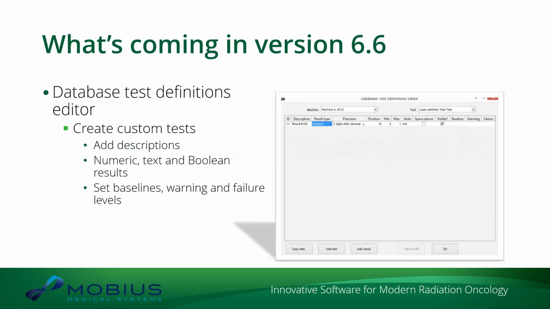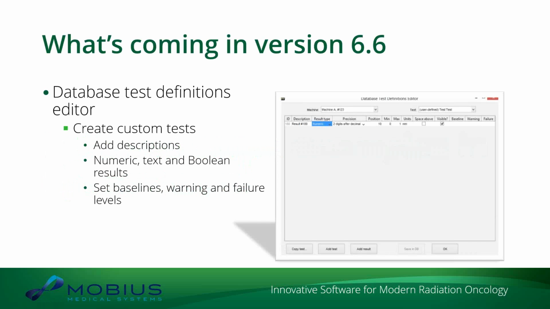So real quick, we are already working on version 6.6. We actually have a beta version of it right now. One of the big things in this one, probably the biggest one, is that we are putting in a database test definitions editor. Basically what this allows you to do is create custom tests. As I mentioned, right now the software has built into it the ability to do the analysis of, and track and trend, pretty much every test that TG-142 asks you to do that uses either an image or a log file.